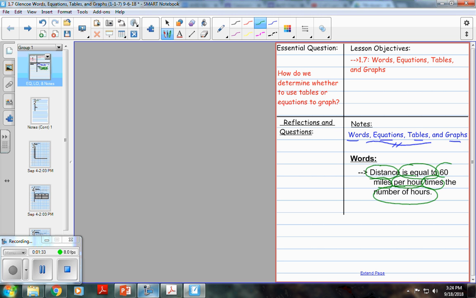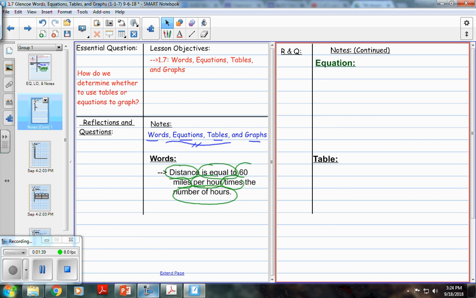Oh man, that's a lot of circles. My goodness. That's okay. We're going to make it into a simple equation. So you don't have to write any of that down. Go ahead and just write this equation heading down. We'll get to the table part in a second.